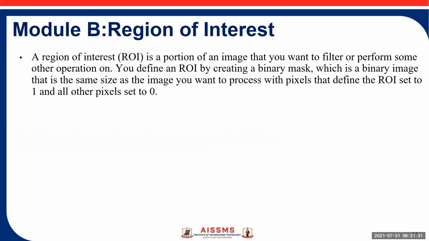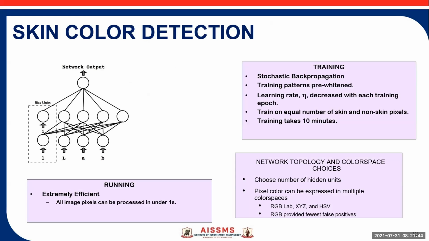In region of interest we also have the skin detection model, where it will vary according to the color of the skin. In the next slide we can see how our skin detection model will work. We have taken 10 minutes to train the skin color detection. Also we can see the training patterns are pre-whitened. The learning rate also decreased with each training epoch, and all image pixels are processed under 1 second.